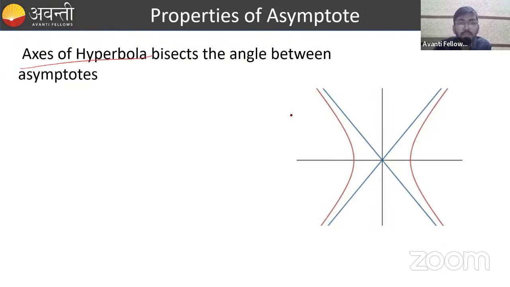Now, the axis of the hyperbola bisects the angle between the asymptotes. What is this saying? If the angle between the asymptotes is beta, then this angle will be beta by 2. If this angle is alpha, this angle will be alpha by 2.